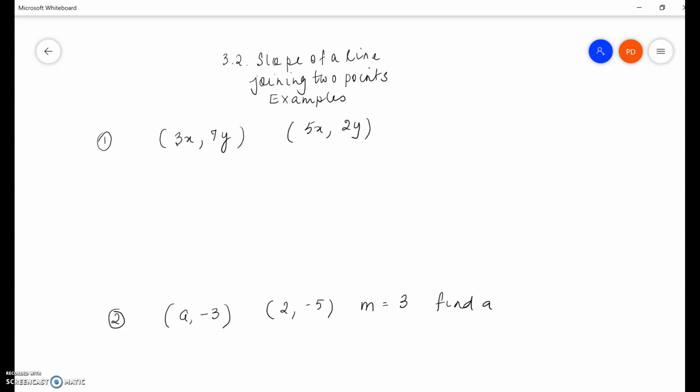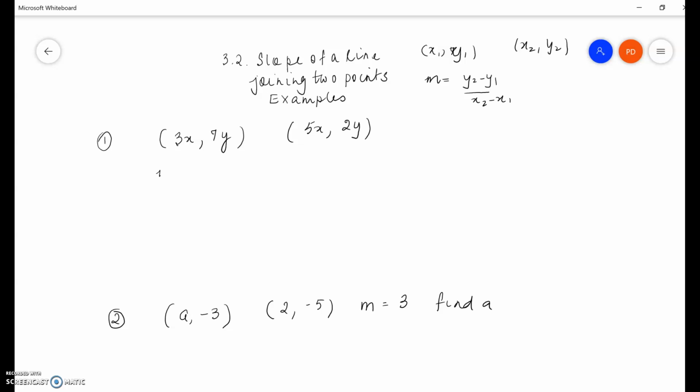Slope of a line joining 2 points. Slope is m. If the 2 points are x1, y1 and x2, y2, then the slope is rise over run. So vertical change, rise, is the vertical change, y2 minus y1, divided by x2 minus x1.